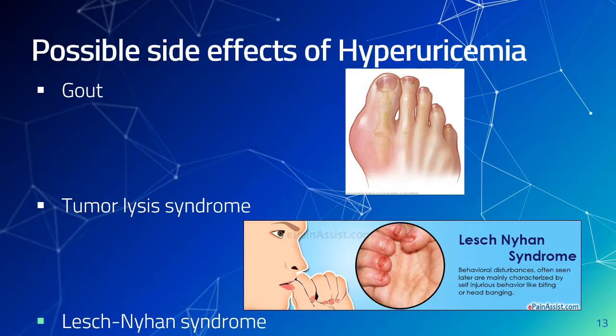The second is tumor lysis syndrome. This occurs in patients following cancer treatment. When the cells begin to die, they release their contents into your bloodstream, causing high uric acid levels. This can lead to your kidneys not functioning properly.